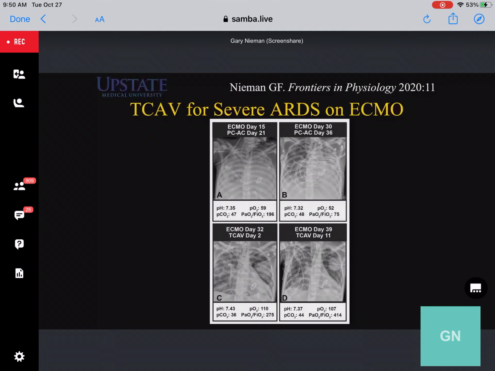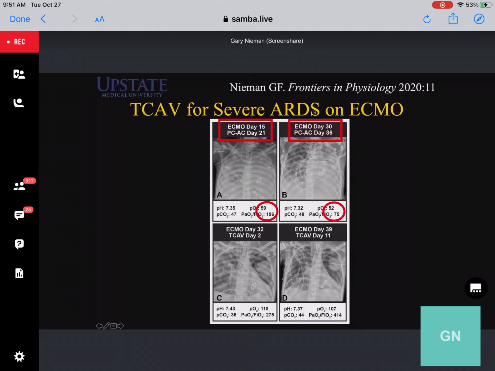This is from a case study at Upstate Medical University by one of the fellows that trained in my laboratory. And he used TCAV for severe ARDS on ECMO. And this is, again, published in a review paper recently in Frontiers. As you see, the patient in the first slide here was on ECMO for 15 days and on PC mode for 21, had a PO2 of 59 and a PF ratio of 196. On ECMO for another 15 days, and the PF ratio has gone from 196 to 75. So we're going in the wrong direction.